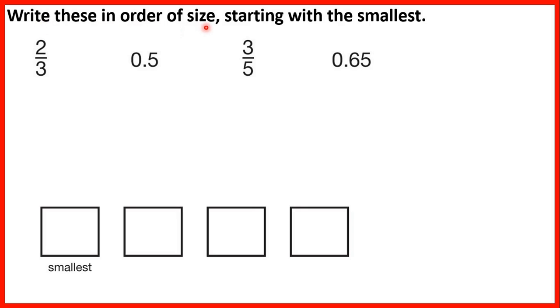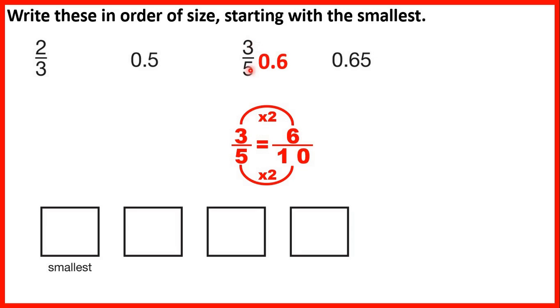Write these in order of size, starting with the smallest. So we can see that we have a mixture of fractions and decimals. So to compare these numbers, we can convert our fractions into decimals. Now 3/5 is the same as 6/10, and that means that as a decimal, we can write 3/5 as 0.6, because remember, the first digit after the decimal point always tells us how many tenths we have.